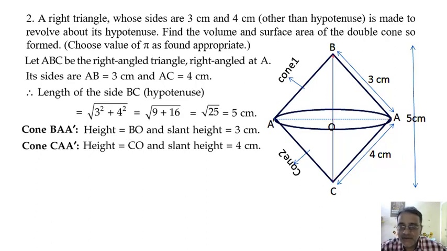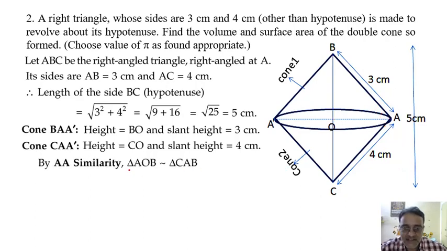Now we'll take two triangles. Look carefully, we are going to take two triangles. This is the first triangle, AOB, and CAB. In these two triangles, this is the common angle, angle B, and these two angles are 90 degrees. So these two triangles are similar by AA similarity. Repeating once again, angle B is common to both the triangles, triangle AOB and CAB, and these two are 90 degrees. Are you able to identify the triangles here in the figure?